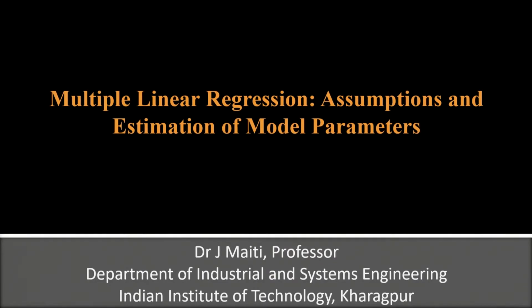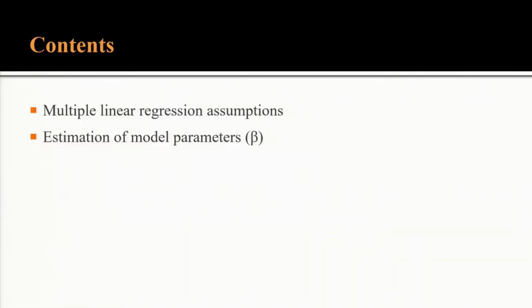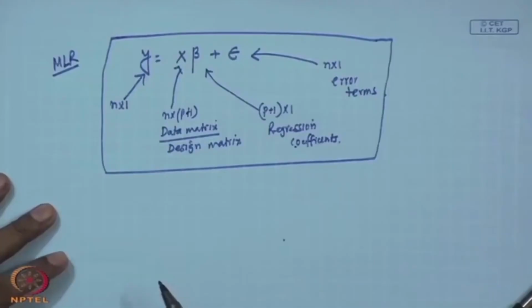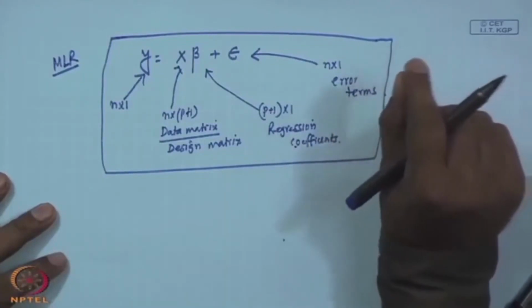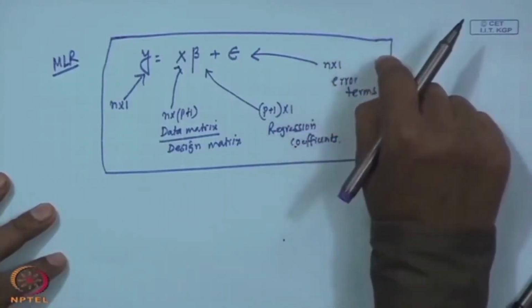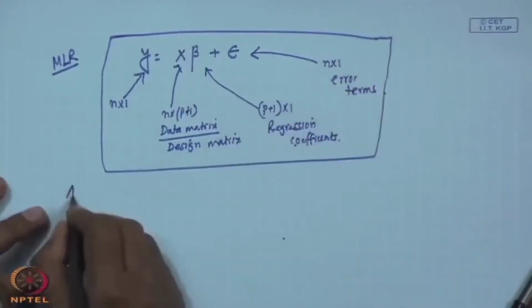In this class, we see the assumptions and estimation of model parameters. Last class, I introduced the conceptual part of multiple linear regression. Also discussed the equation form, and in the equation we have seen the parameters beta. So today you will see how these beta parameters can be estimated. Now we will see some of the assumptions of multiple regression.